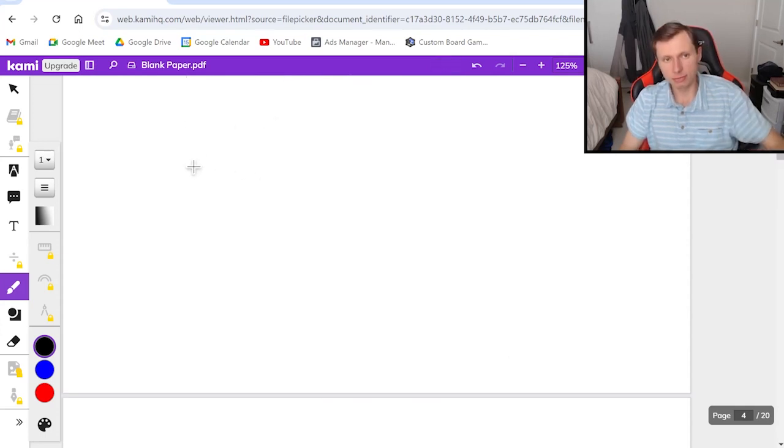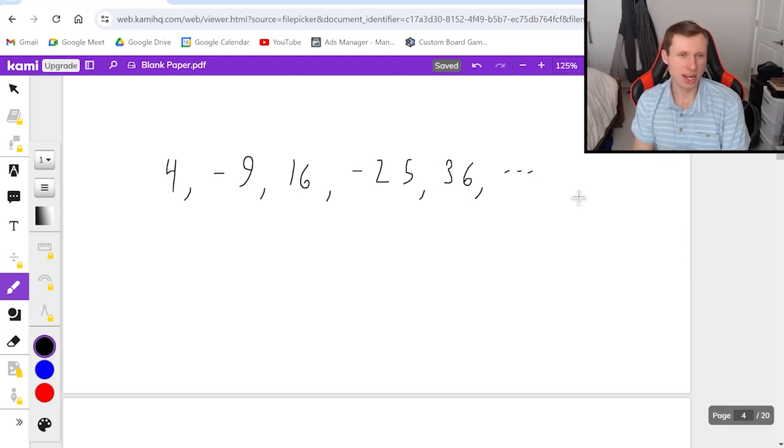And now for the third and final example today. This will be a challenge question. I think most of you will get it wrong, but give it a try. The sequence is 4, -9, 16, -25, +36, ... Okay, so go ahead, give it a try.